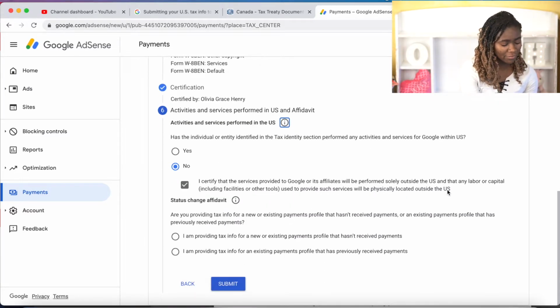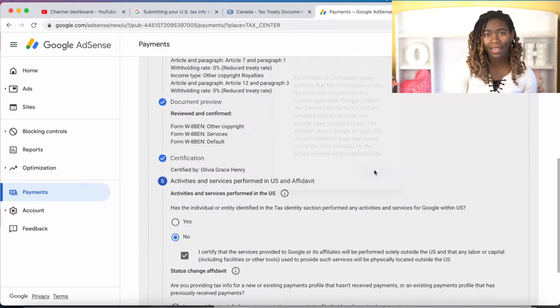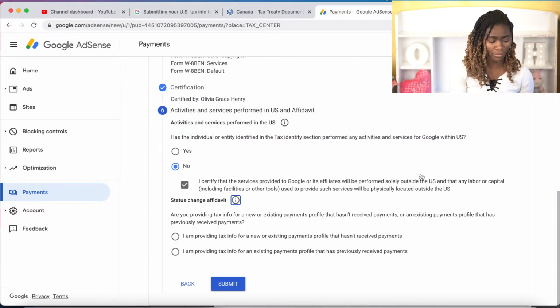Status change affidavit. Are you providing tax info for a new or existing payment profile that hasn't received payments, or an existing payment profile that has previously received payments? So I have previously received payments through AdSense. I am providing tax info for an existing payments profile that has previously received payments.